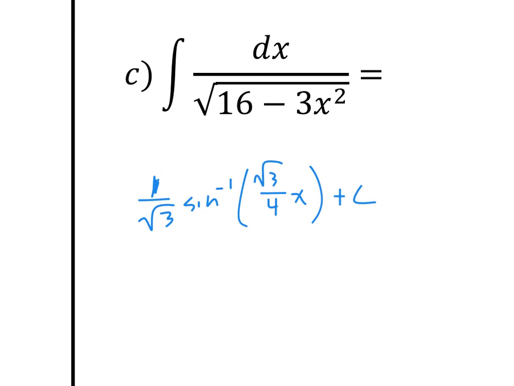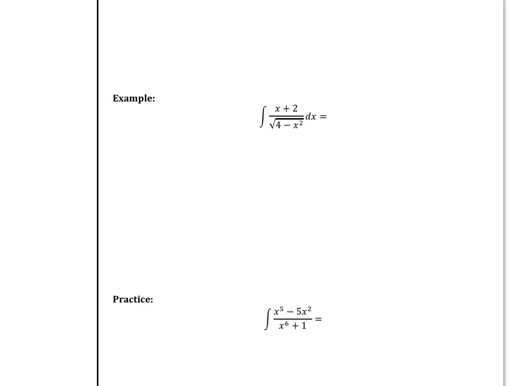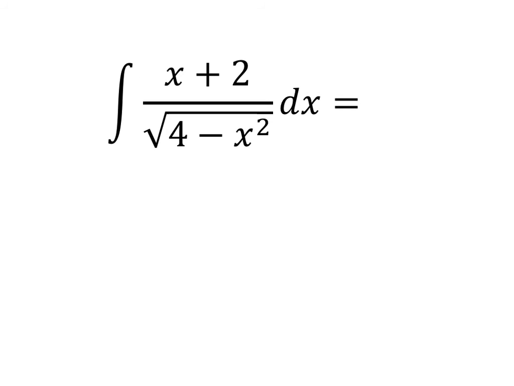All right, let's try a hard one. This one. This one you might be tempted to use u sub, right? Because if u is 4 minus x squared, du is negative 2x dx, we could try to get to the answer. So u sub could work. Another way to think about it is splitting it.